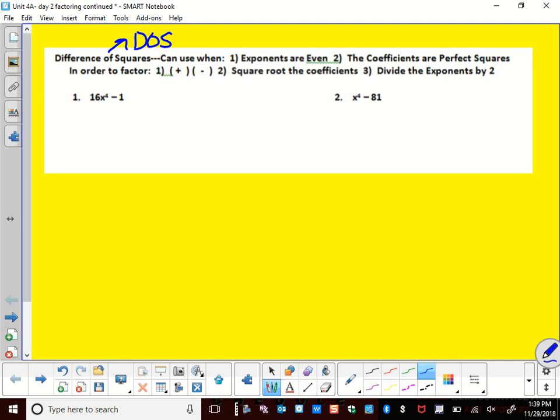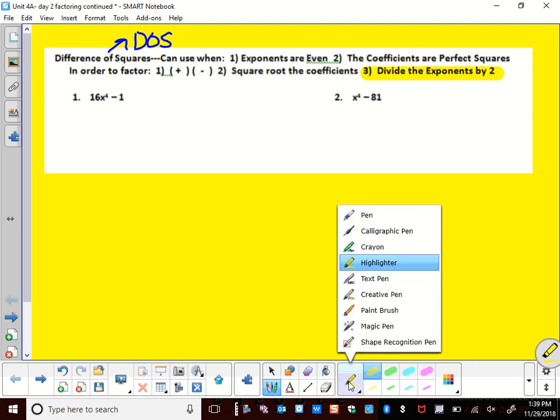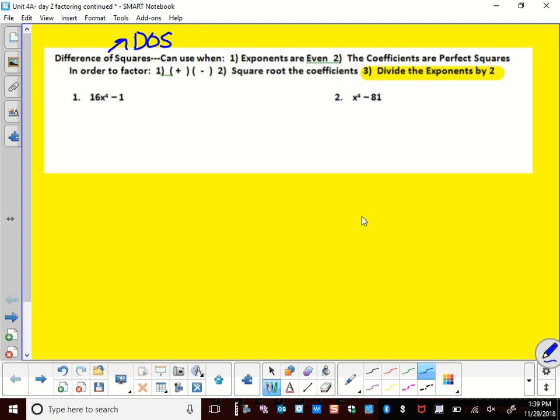Okay, so let's practice it. The only thing that is new that you did not see before is this part. We're used to seeing only x squared, but now our exponent is going to be higher. When your exponents are even, we can divide them by 2. Okay, so let's look at the first one.